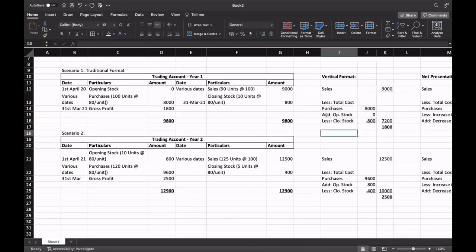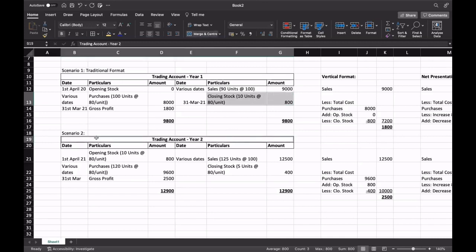And here, if you notice, with this purchases, opening stock is added and closing stock is subtracted. Opening stock is added because this is carried from the previous year. In this case, I have made an assumption that they have just started their operation, so opening stock is 0. So in scenario 2 explanation, it will make more sense. Let's see that. Let's continue with the same set of information for trading account year 2.